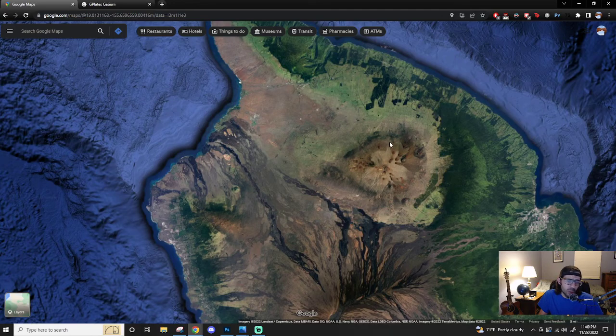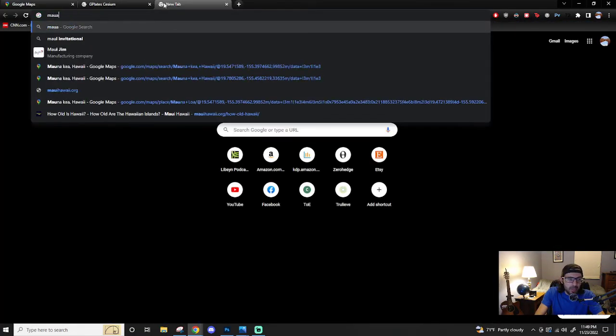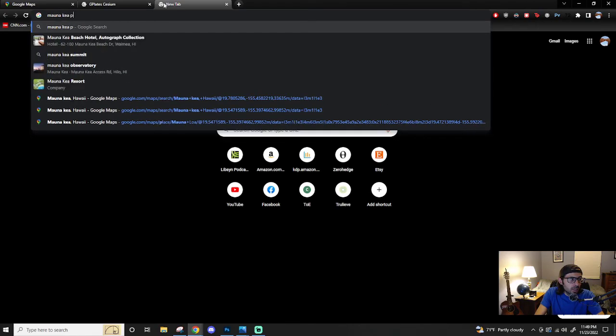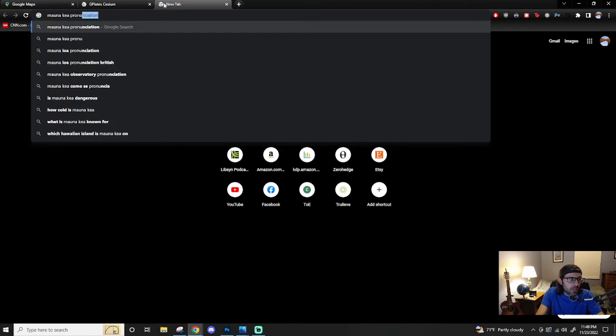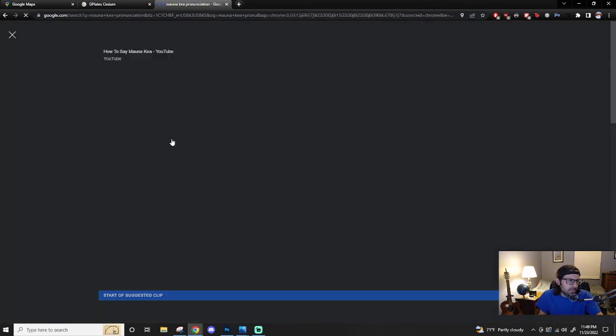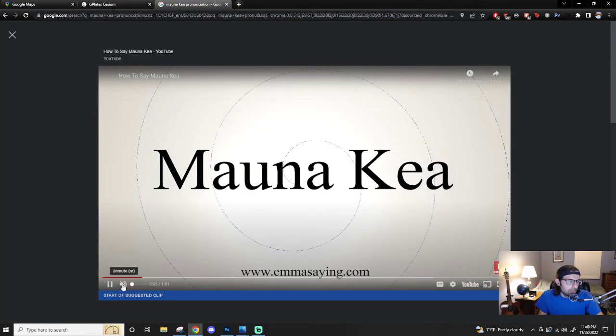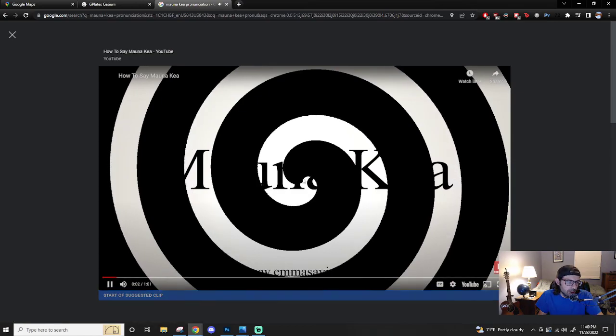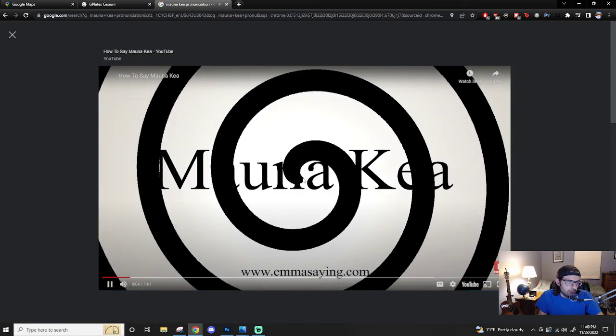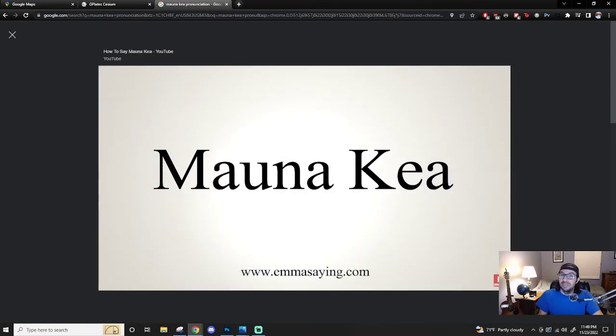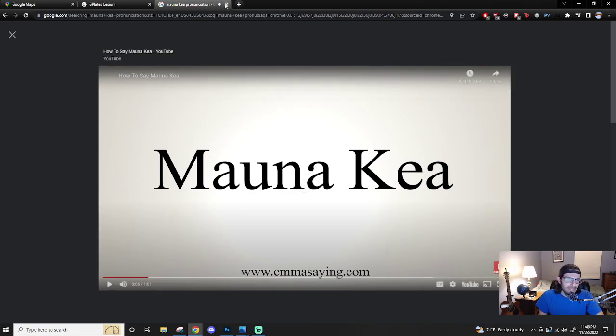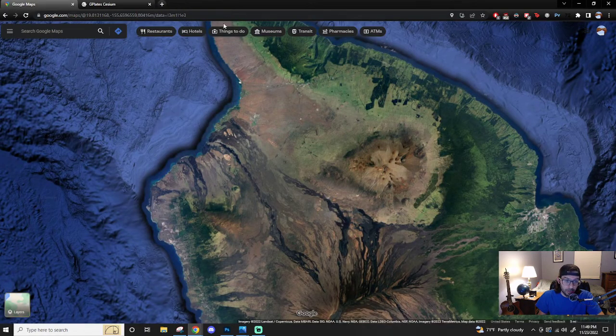Mauna Kea, I don't even know how to say it. Let's just look it up real quick. Mauna Kea. Mauna Vortex. Mauna Kea. I've never seen a vortex on one of these, but it was on that one.